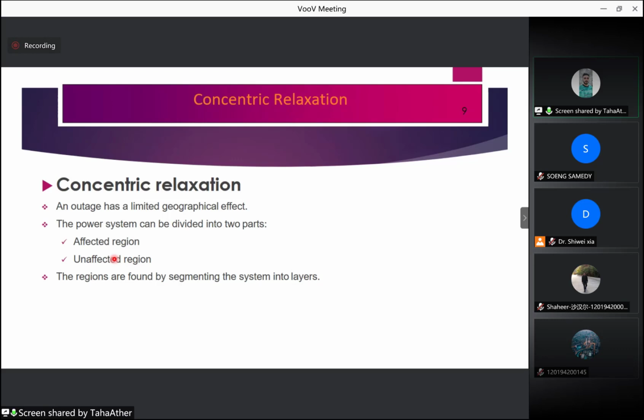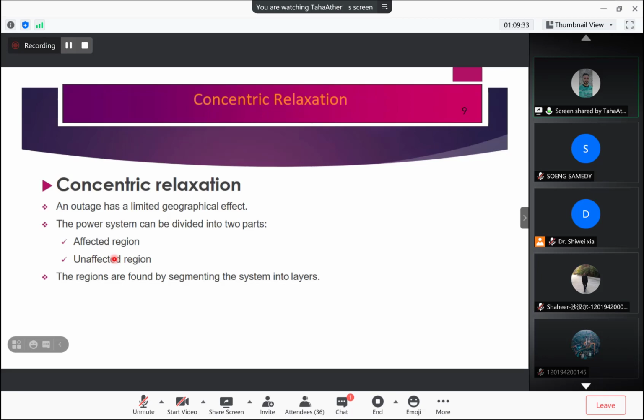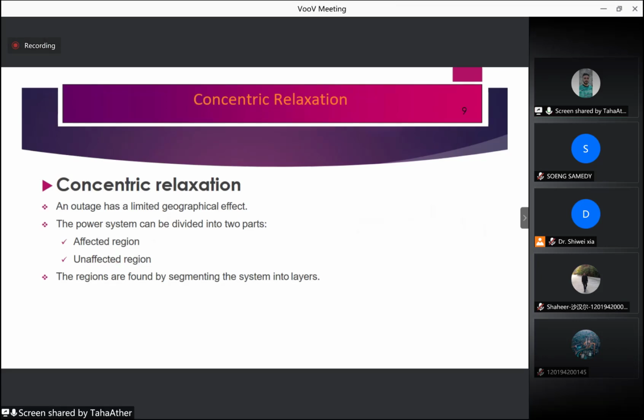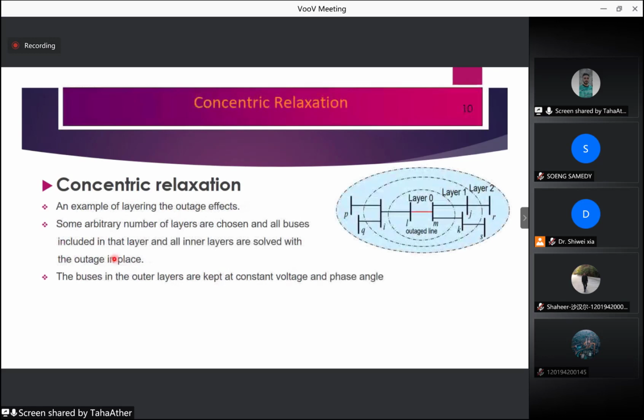So basically here we are doing the solution of the system layer by layer, by solving the system for layer 0, then layer 1, layer 2, until all the problems are solved in the system. The buses in the higher numbered layers are kept at constant voltage and phase angle. This procedure can be used in two ways. Either the solution of the layer included becomes the final solution of that case, or all overloads and voltage violations are determined for this power flow. This is showing the layering procedure as I have discussed.